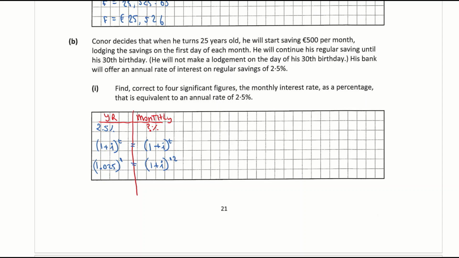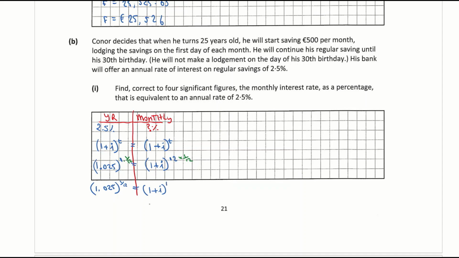Now to get rid of that power of 12, we either get the 12th root of it or we multiply it by 1 over 12, because 12 multiplied by 1 over 12 is 1. If I do that to the right hand side, I'm going to have to do it to the left hand side. So I need to multiply the left hand side by 1 over 12. So that's giving me 1.025 to the power of 1 over 12 is equal to 1 plus i to the power of 1.